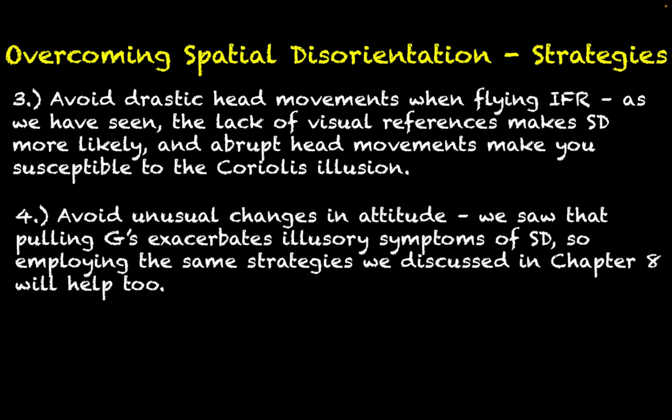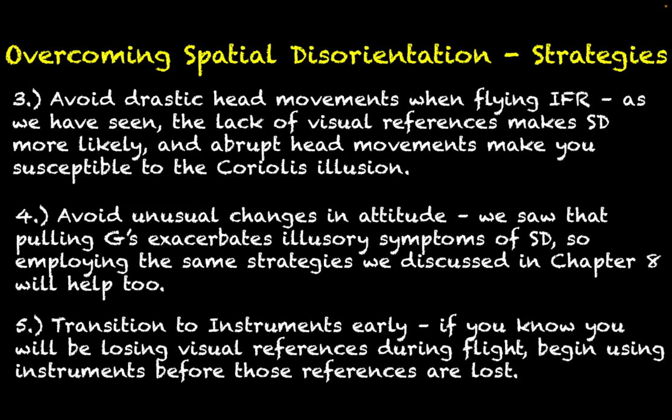You also want to avoid unusual changes in attitude. We saw that pulling G's exacerbates illusory symptoms of spatial disorientation. And we talked about a lot of the same sorts of strategies for avoiding pulling G's back in Chapter 8. So if you're not a military pilot, if you're not a stunt pilot, don't do anything stupid that would cause you to pull G's, because that's going to make spatial orientation a lot harder to attain as well.